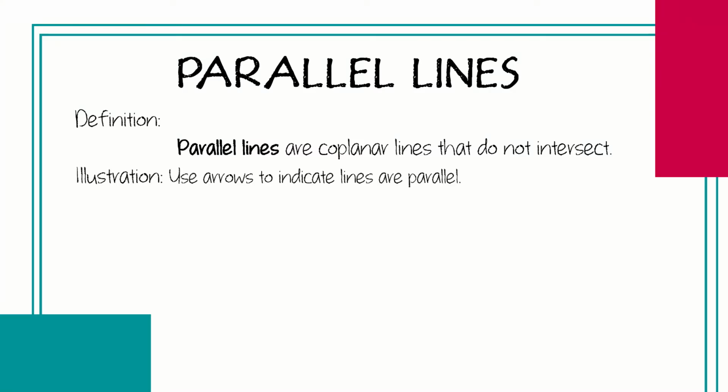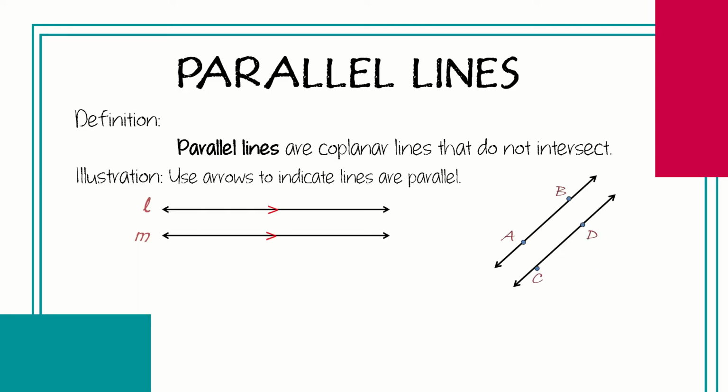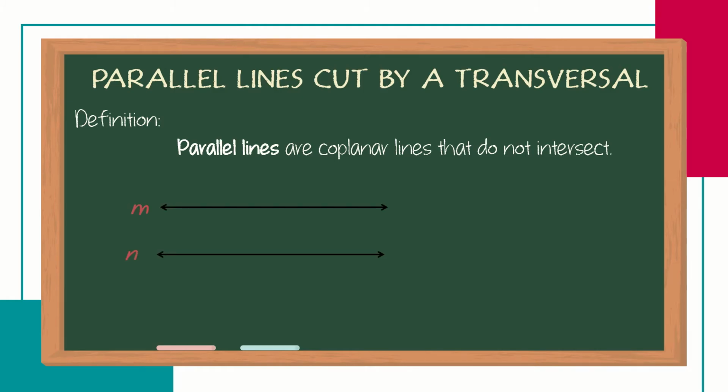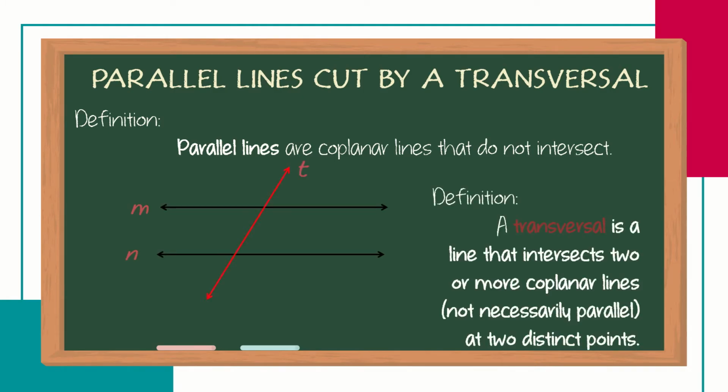Let us recall that parallel lines are coplanar lines that do not intersect. In our illustration, we have the two lines, line L and line M. Again, these two marks mean is parallel to. So in symbols, we can write L is parallel to M. For the second illustration, we have line AB is parallel to line CD. And a transversal is defined as a line that intersects two or more lines at different points.